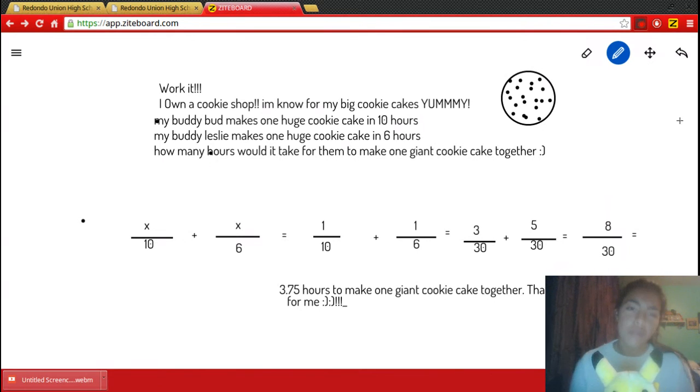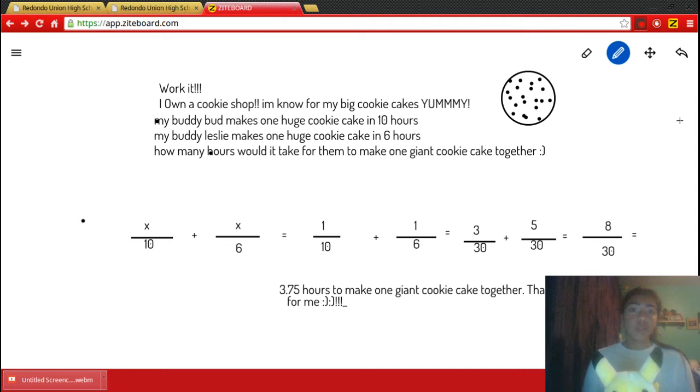Anyway, what I was saying is imagine your x's represent the number of cookies that is made, and now for the number of hours. We already know that in 10 hours, Bug can make one cookie, and in 6 hours, can make one cookie. Now, what can we do? Well, first we have our setup: 1 over 10 plus 1 over 6. I want to find out how long it would take together.